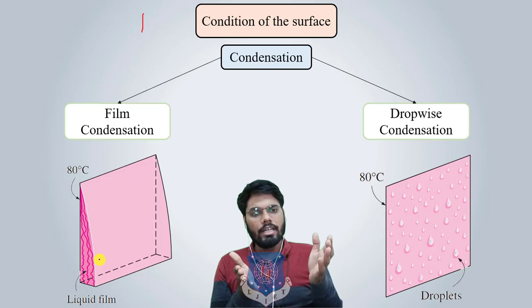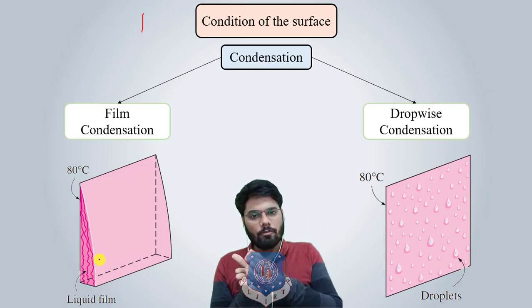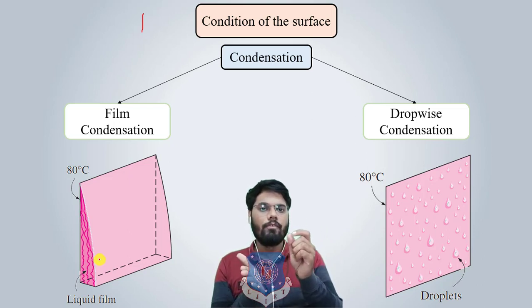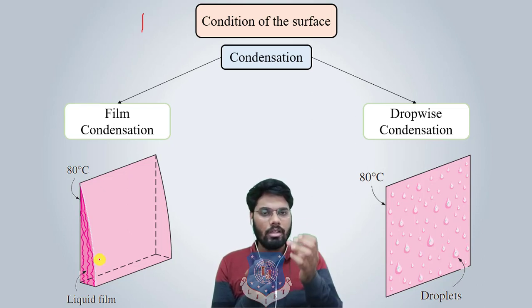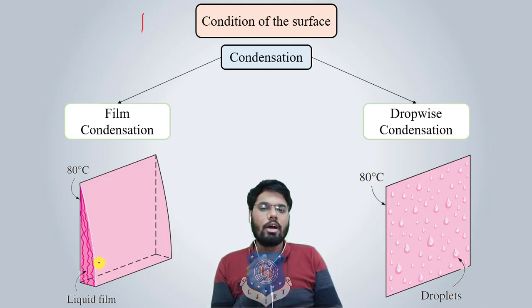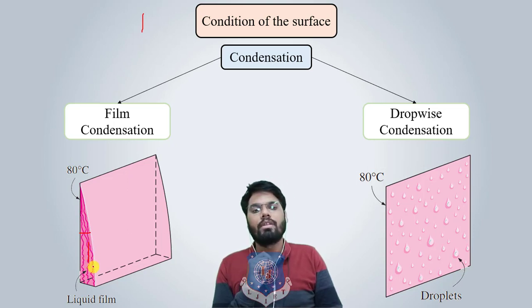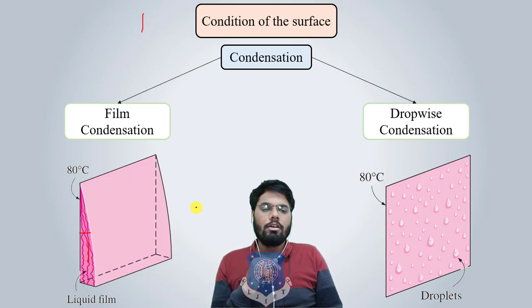Now as more vapor condenses on the surface, the thickness of the film will increase, and due to the effect of gravity, that film will flow in the downward direction. Here we can see the thickness of this film, which is flowing downward due to the gravity effect. According to the condition of the surface, another type of condensation is drop-wise condensation.